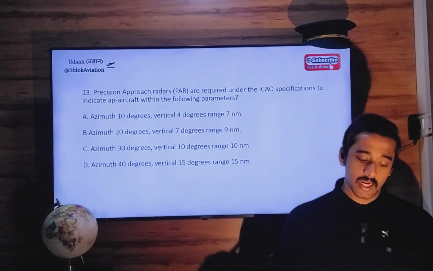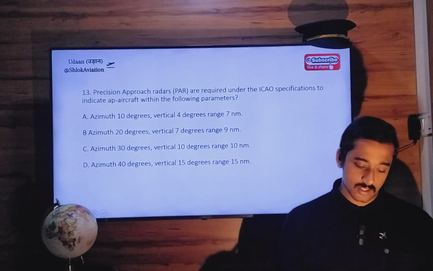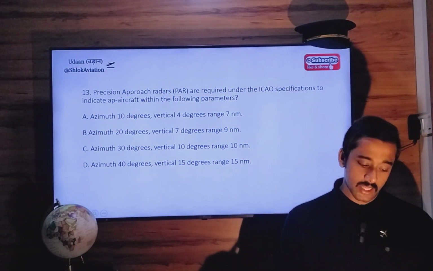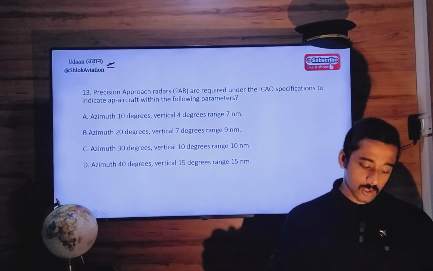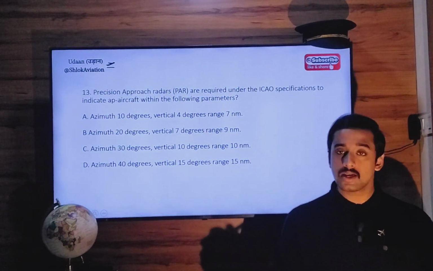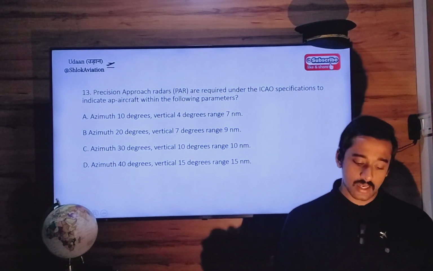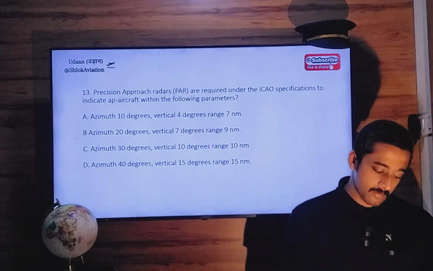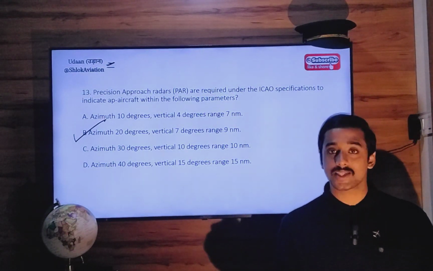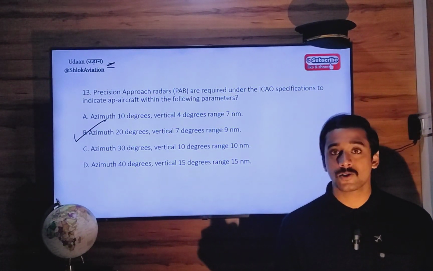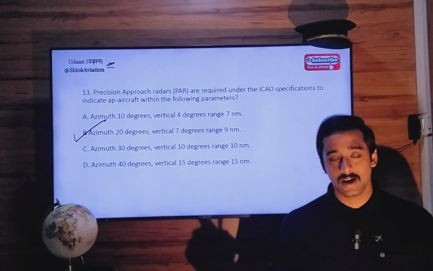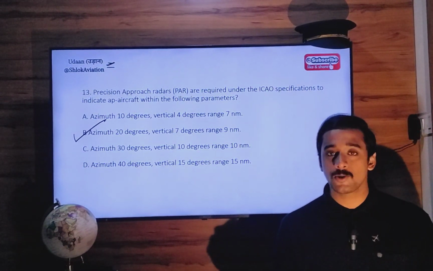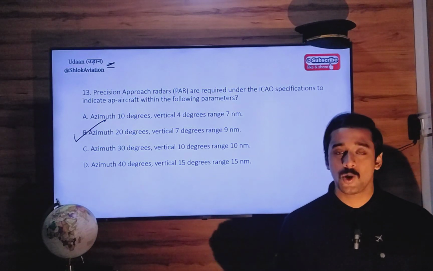Precision approach radars are required under the ICAO specifications to indicate aircraft within the following parameters. Important: azimuth 20 degrees, vertical 7 degrees, range 9 nautical miles. Remember option Bravo. A similar question was in the ground radar chapter from the Ground Studies for Pilots GSP textbook. I've solved the questions from that textbook as well and uploaded them to my channel. Do watch that video lecture.